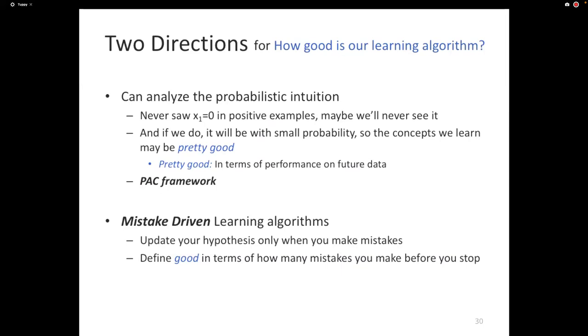So would you need like a human in the loop or something like that? Which one? For the mistake-driven learning algorithm? It doesn't have to be a human in the loop. You need nature in the loop, where there is feedback that's been given in the learning loop.